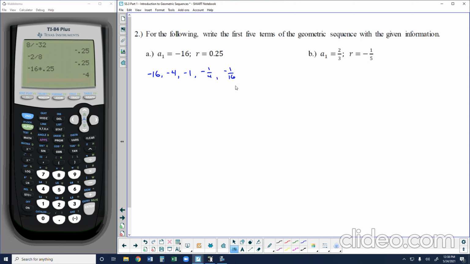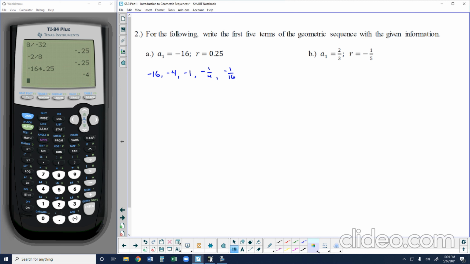We want to make sure we give exact answers here. You could use decimal approximations. Negative 0.25 would be okay. Negative 0.0625 for negative 1/16 would be okay. But we want to make sure we give the exact answers and not rounded answers. So these are the first 5 terms that start with negative 16 with a common ratio of 0.25, or 1/4. See if you can pause the video and find the first 5 terms for B.